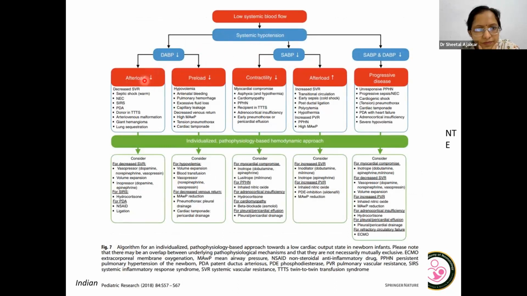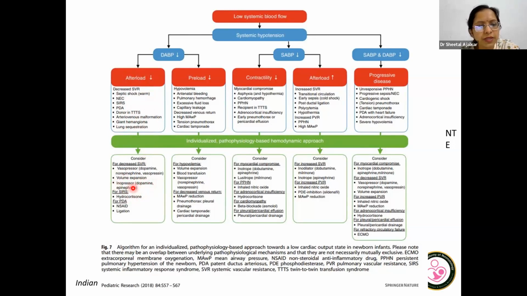It can be because of decreased SVR, like in septic shock, NEC, systemic inflammatory response syndrome, PDA, and in the donor in twin to twin transfusion syndrome, because there will be decreased afterload, there will be anemia and all. Also AV malformations, giant hemangioma, and lung sequestration. So in this case, when the afterload is less, for the decreased systemic vascular resistance, vasopressors come into role: dopamine, epinephrine, norepinephrine, and vasopressin.